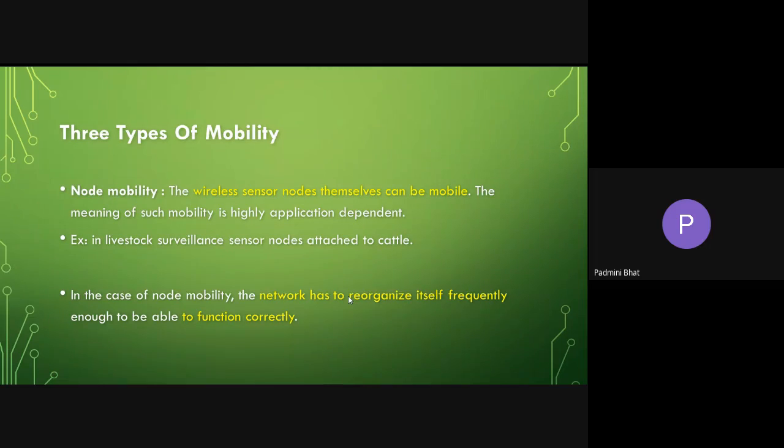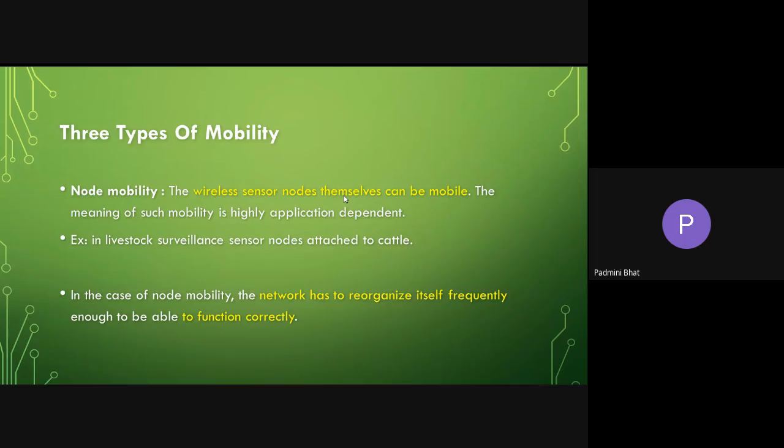Here the wireless sensor nodes themselves can be mobile. The meaning of such mobility is highly application dependent. If you are finding the rainfall at one place, then node mobility is not required. You keep the sensor at one place, and tomorrow you tell the rainfall at that place. You don't have to move around and find the rainfall. But in some cases it has to move.